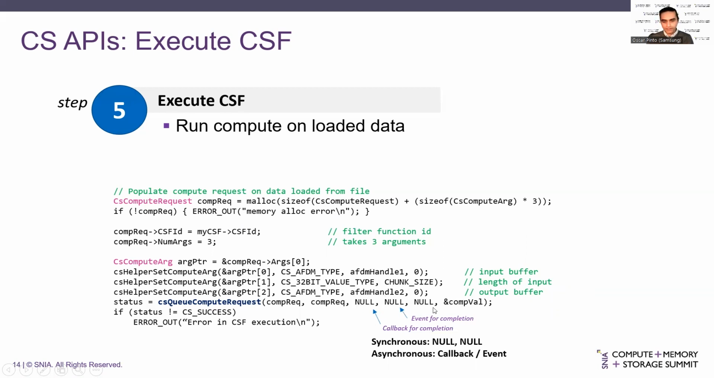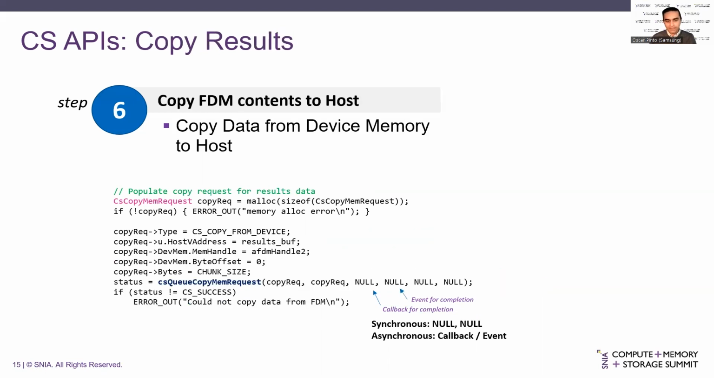And like I said, it could be done in synchronous as well as in asynchronous mode. Once it completes, if successful, you will get back the results of your data filter, which is all the cats that are available in that animal database. So once you have that, the next step is to copy that data from device memory to host memory, because that data is still residing on the device, because the compute ran on the device and the compute works with device memory.